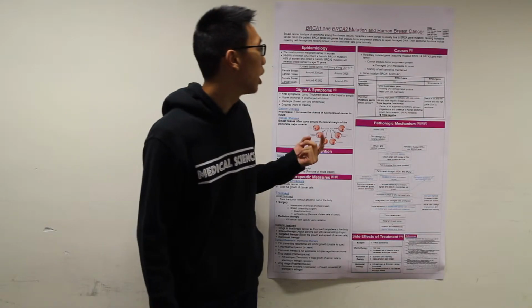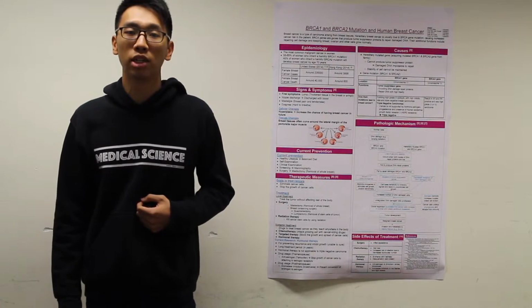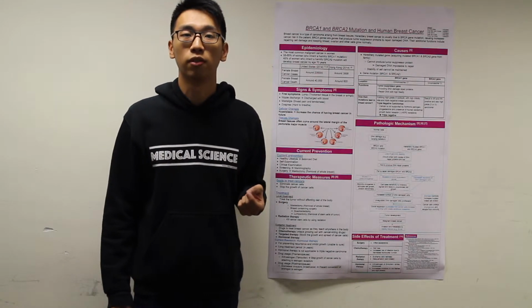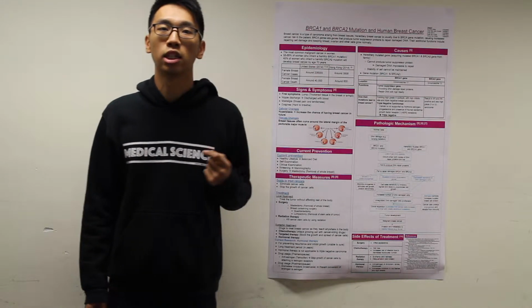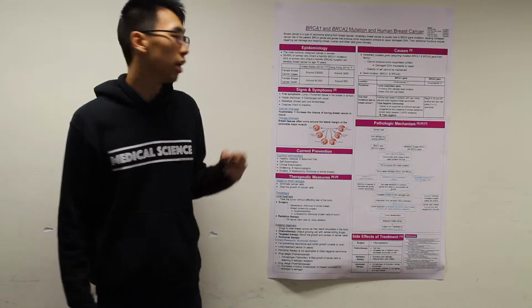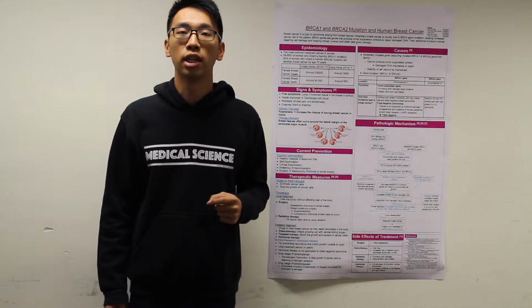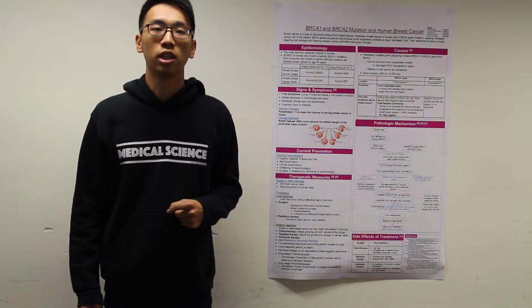For the gene mutation, BRCA1 and BRCA2 are located on chromosome 17 and 13 respectively, and their function is to act as tumor suppressor genes. They encode the protein that repairs damaged DNA with high fidelity.